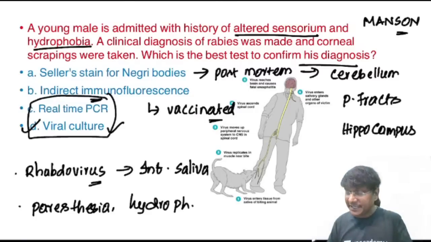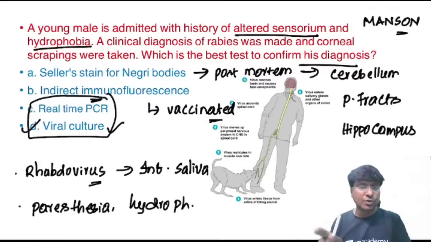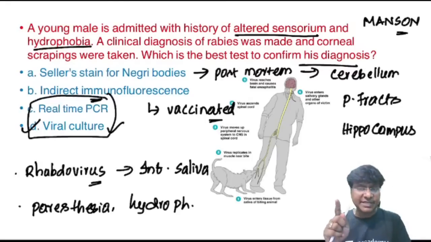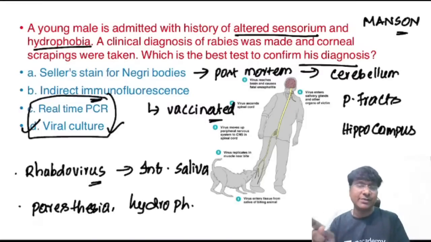Then you take B, that is indirect immunofluorescence. That is ruled out because it will be present in vaccinated individuals, right? And what is the cause of death in patients with rabies? That is respiratory failure. Post-exposure immunization is by passive and active immunization. Passive immunization is by human rabies immunoglobulin, 20 units per kg administered once. For active immunization, you have two vaccines containing inactivated rabies viruses. One is human diploid cell vaccine and the other is purified chick embryo cell vaccine, right?